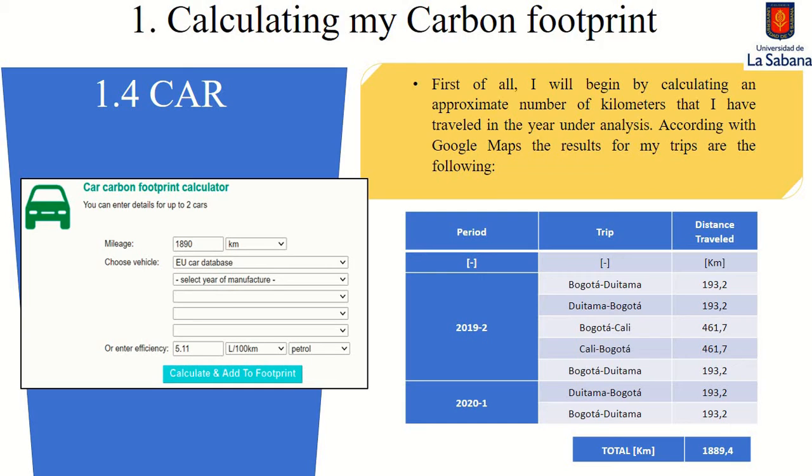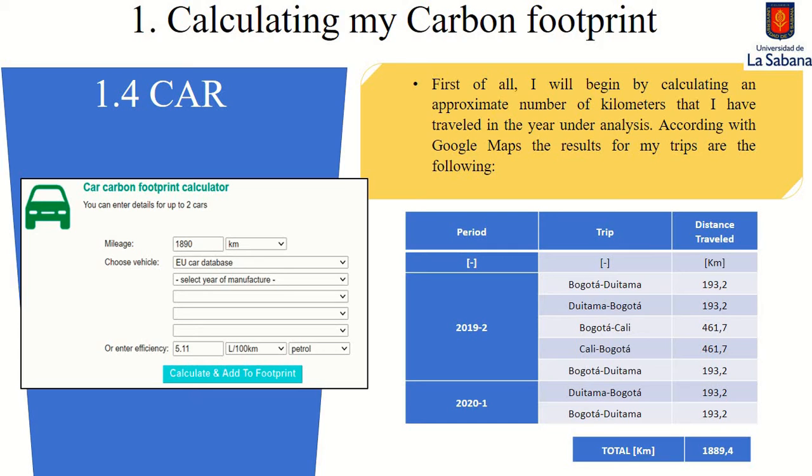And for the rest, I will perform the calculation taking into account the car's gas consumption per kilometer and the number of kilometers traveled in the trips I made. First of all, I will begin by calculating an approximate number of kilometers that I have traveled in the year under analysis. According to Google Maps, the results for my trips are the following, and the longest trip is the one I made from Bogota to Cali.